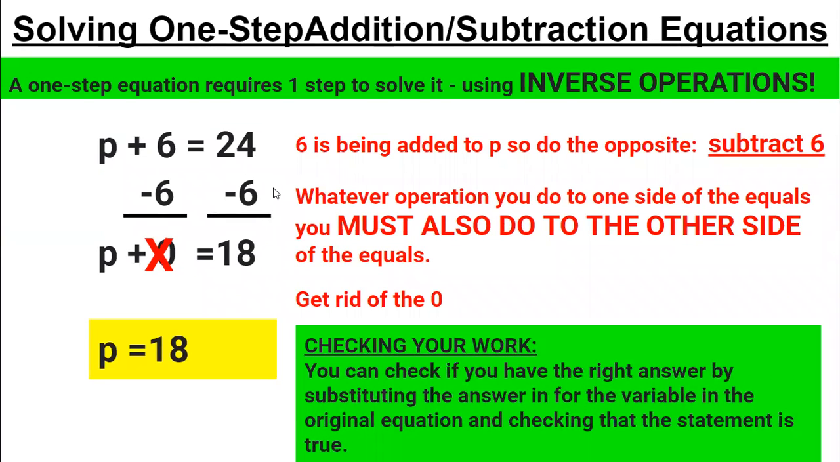So that's how you check your work. You can check that you have the right answer by substituting the answer in for the variable in the original equation and checking that the statement is true. So I'm going to plug the 18 in for p, and I'm going to add 18 plus 6 is 24. So that is true. So we did it correctly. See another one.